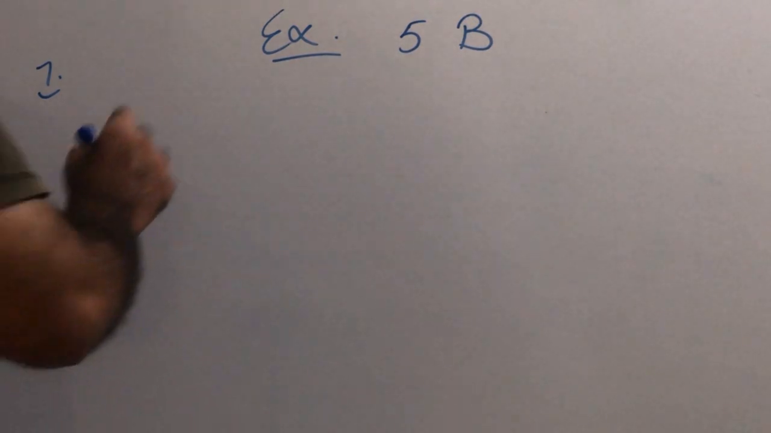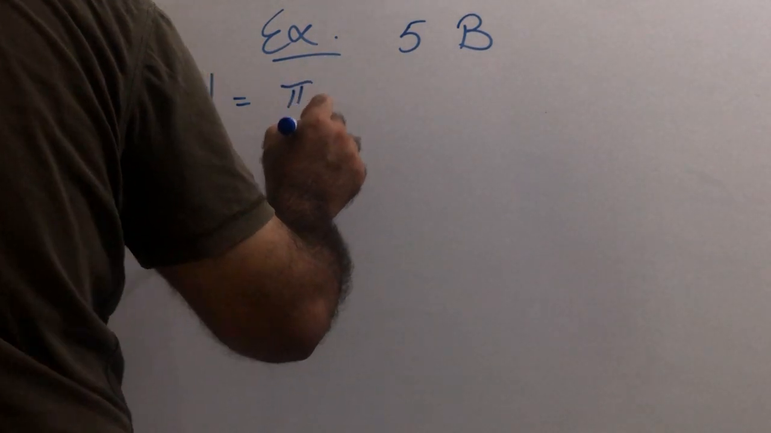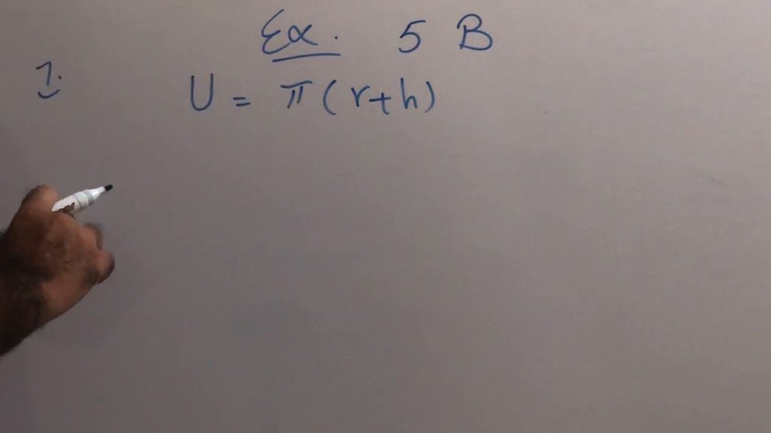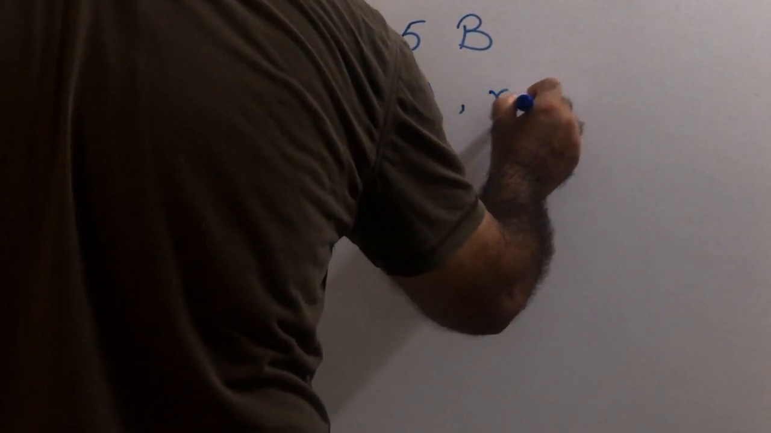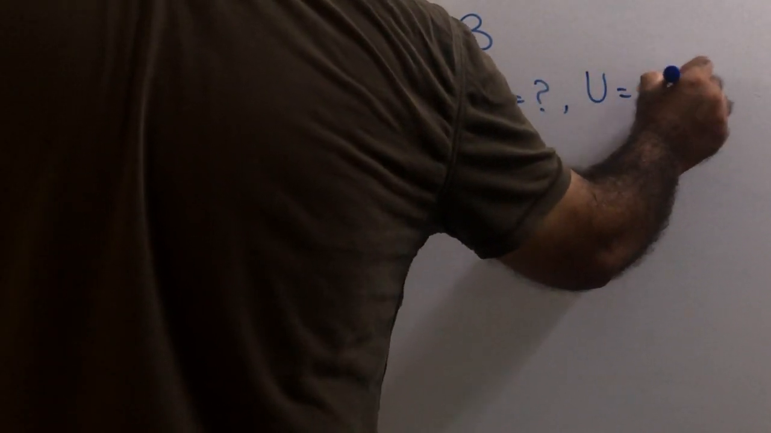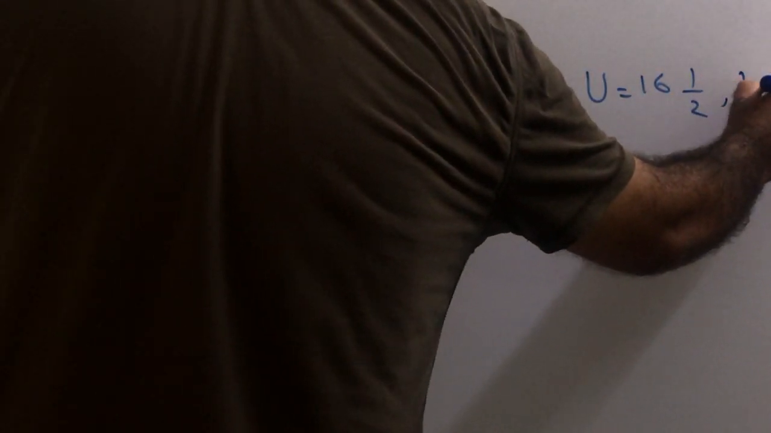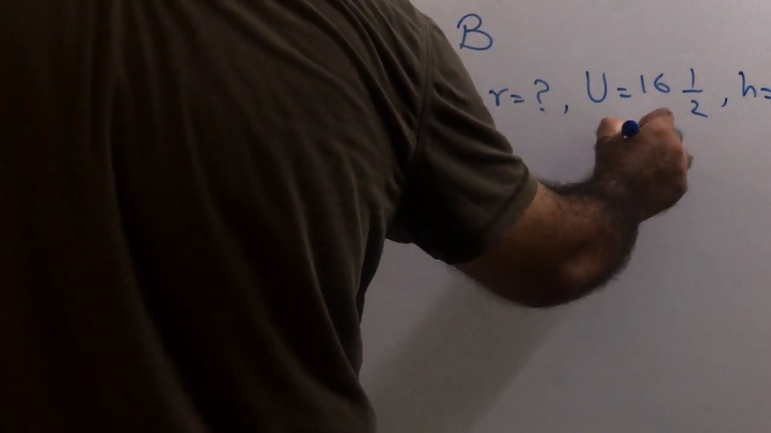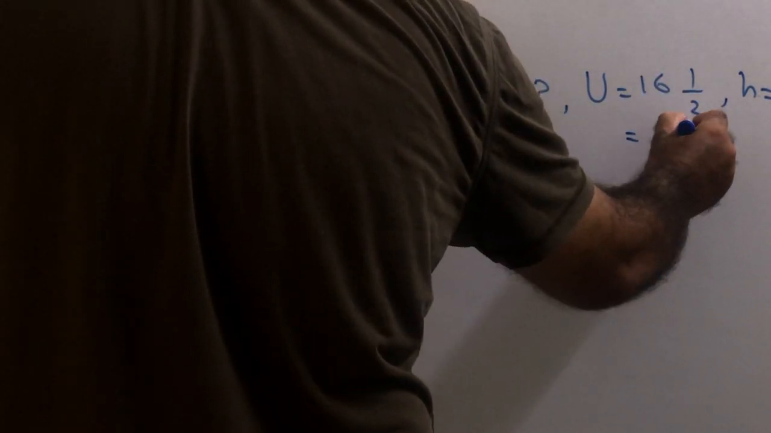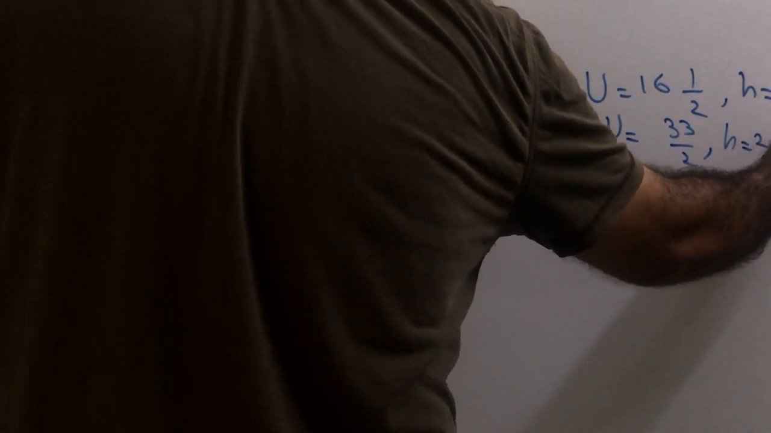Question number 7 says, if U is equal to, this formula is given, pi into R plus H. This is an equation, this is a formula. We need to find the value of R when U is equal to 16 whole number 1 over 2 and H is equal to 2. Okay. So we will bring it to improper fraction form. Multiply 2 with 16, 32 plus 1, 33 over 2. H is equal to 2 and pi we know it is equal to 22 over 7.